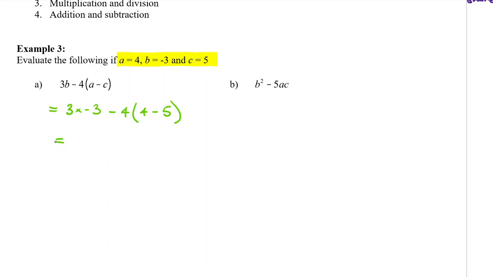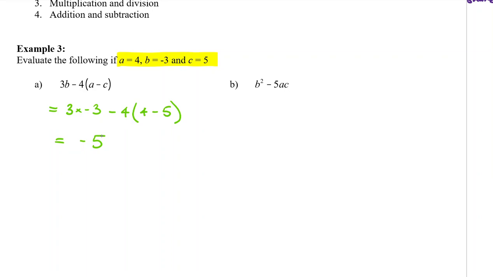What did you get? Did you get -1? Actually, I got -5. Oh, did you guys get -5? Oh, good. -5.